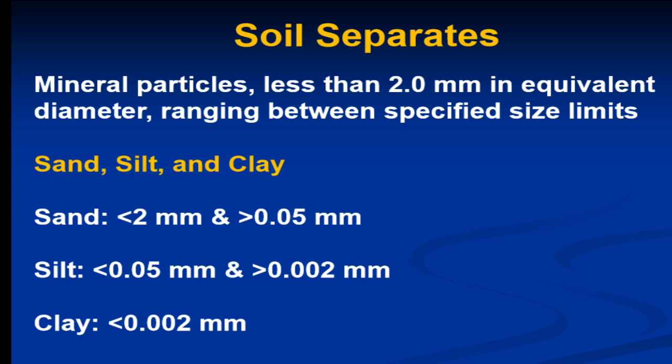Also, there are other particles called colloids, which range from 0.001 millimeters to even smaller sizes, but we don't really consider them in soil texture.